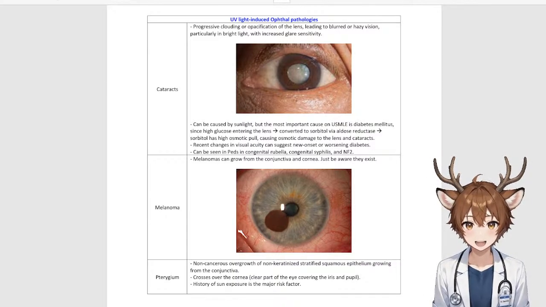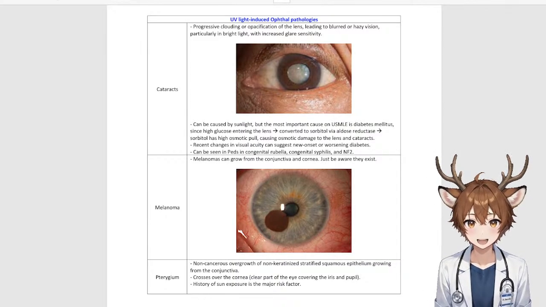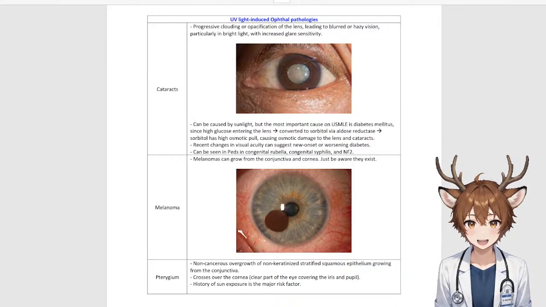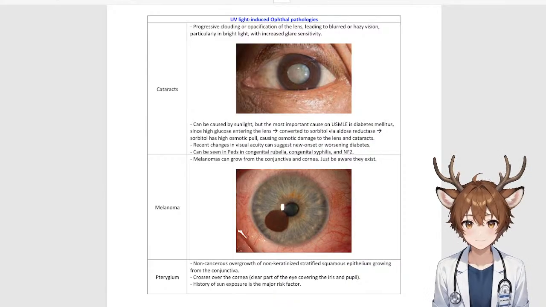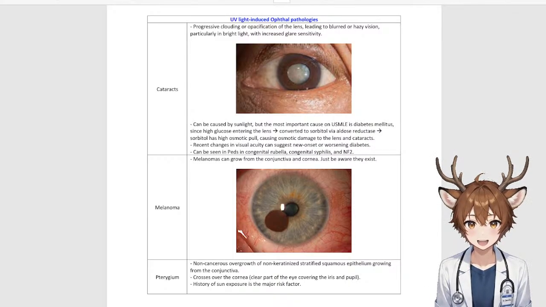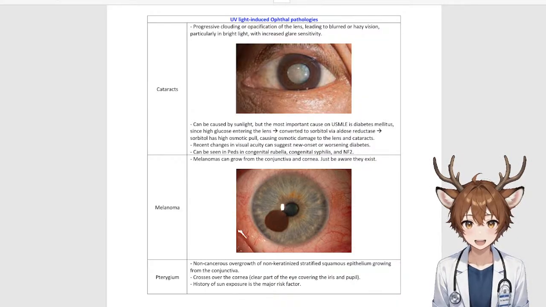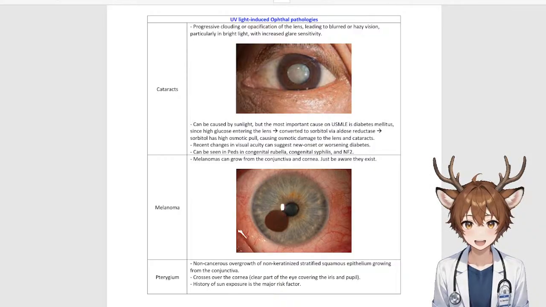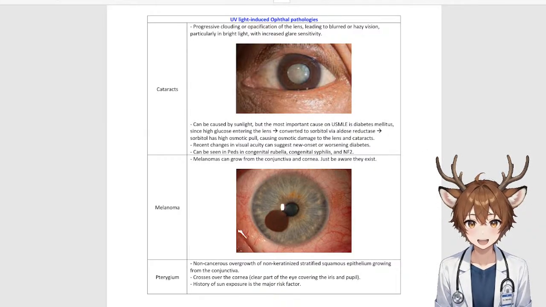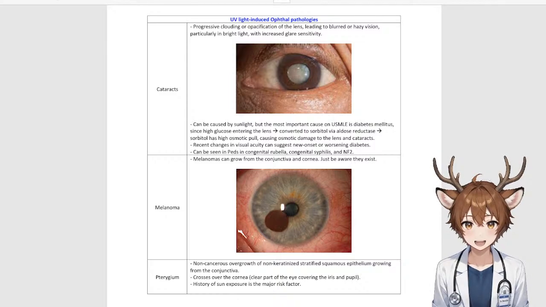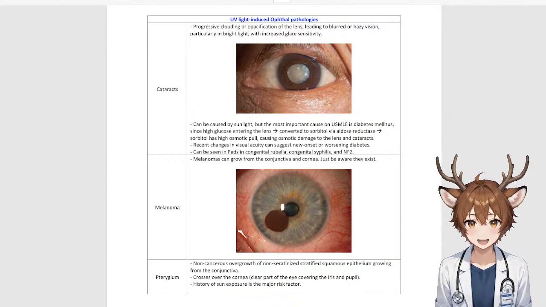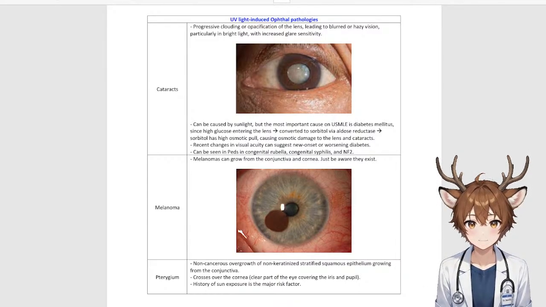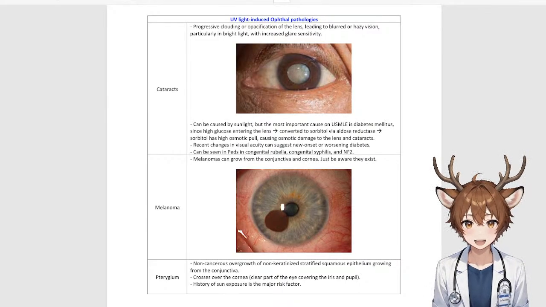Let us continue now to UV light-induced ophthalmological pathologies. So cataracts, progressive clouding or opacification of the lens leading to blurred or hazy vision, particularly in bright light with increased glare sensitivity. Can be caused by sunlight, but the most important cause in USMLE is diabetes mellitus, since high glucose entering the lens means a conversion to sorbitol via aldose reductase, and sorbitol has high osmotic pull, causing osmotic damage to the lens in cataracts. Recent changes in visual acuity can suggest new onset or worsening diabetes. Can be seen in peds in congenital rubella, congenital syphilis, and NF2.